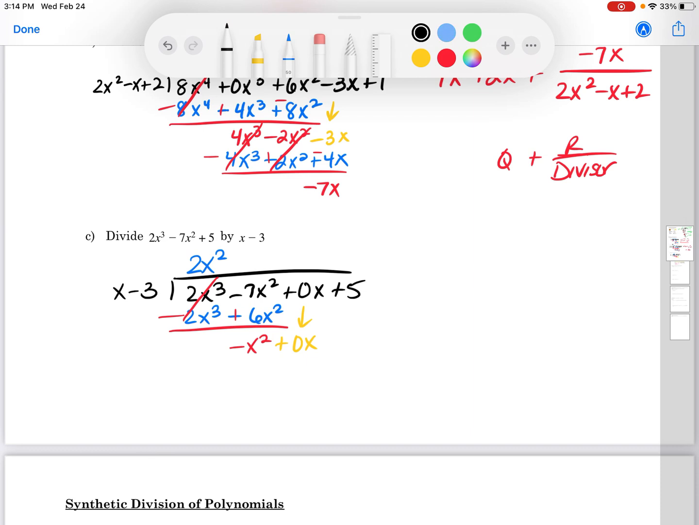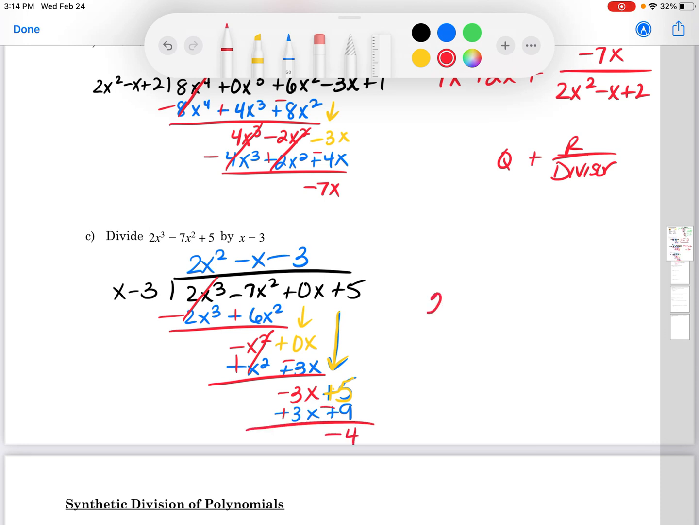It's going to go in negative x times. So that's negative x squared plus 3x. Subtract, so we get a minus 3x. We'll bring down that 5. And let's see how many times x goes in. We're going to have to multiply by negative 3. That's going to give us negative 3x plus 9. But when I subtract, the signs change. We get a remainder of negative 4. So 2x squared minus x minus 3 plus negative 4 over x minus 3.